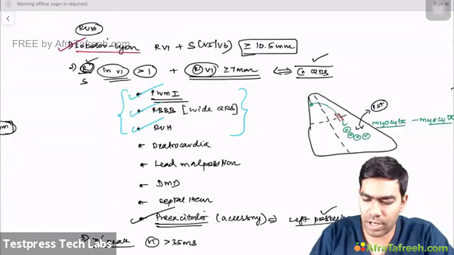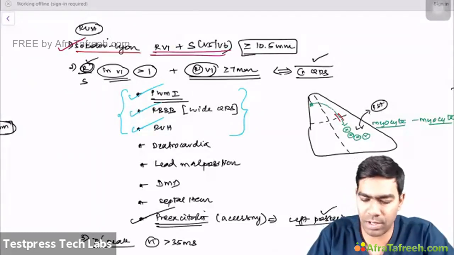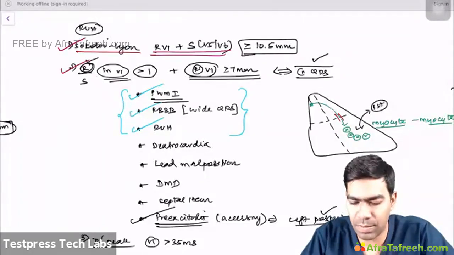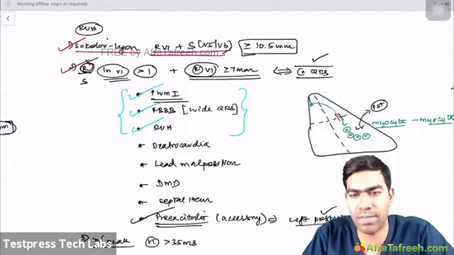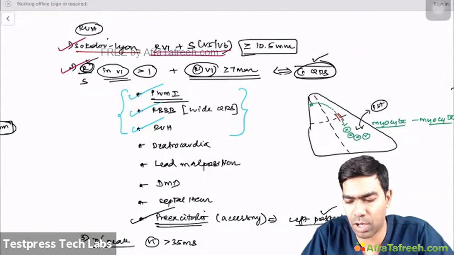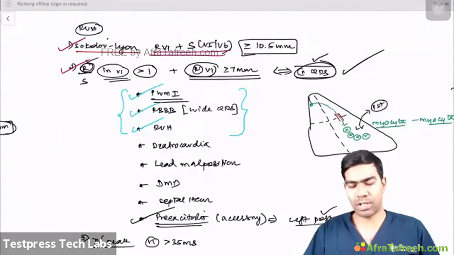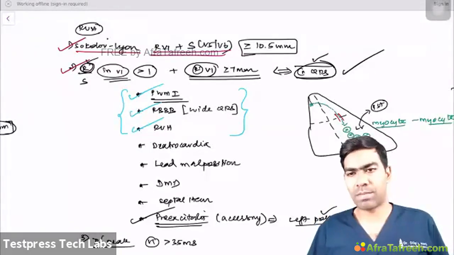The Sokolow-Lyon criteria, which tells that R in V1 plus S in V5 or V6 is more than 10.5 millimeter. And second is the R wave is bigger in lead 1 compared to the S wave, an R/S ratio more than 1, with R in V1 more than or equal to 7 millimeter with a normal QRS, because if it's a wide QRS, it becomes right bundle branch block. If it's a normal QRS, then you can think about right ventricular hypertrophy. Clear?